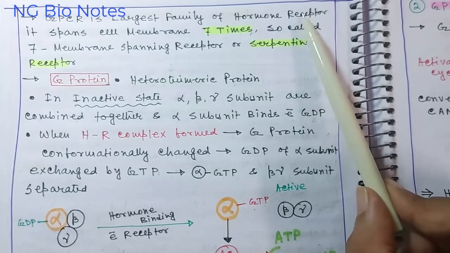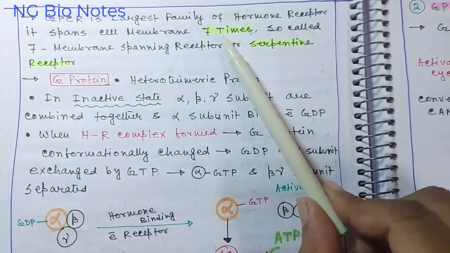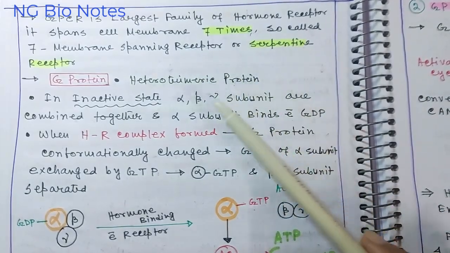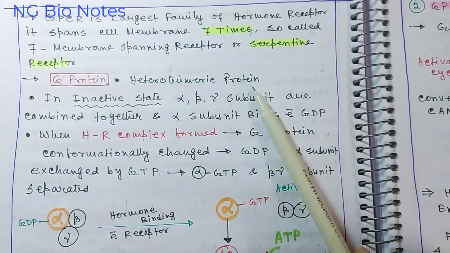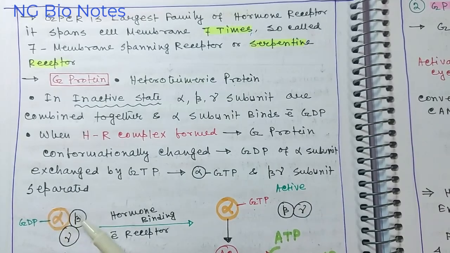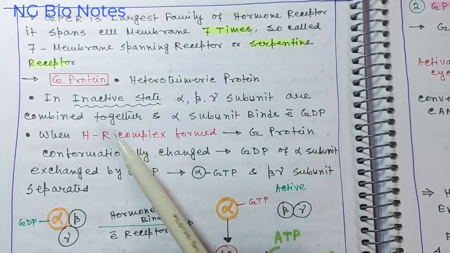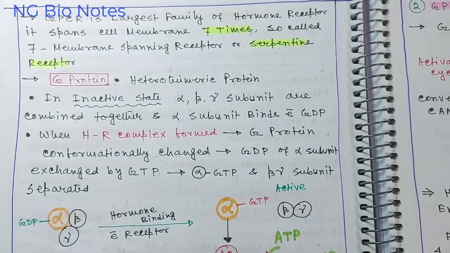GPCR is the largest family of hormone receptor, and it spans the cell membrane 7 times, so this is called seven membrane spanning receptor or serpentine receptor. Then G protein is a heterotrimeric protein. You can find three subunits present in G protein: alpha, beta, and gamma subunit. These subunits are different, so they are heterotrimeric. In inactive state, alpha, beta, and gamma subunits are combined together, and the alpha subunit binds with GDP.